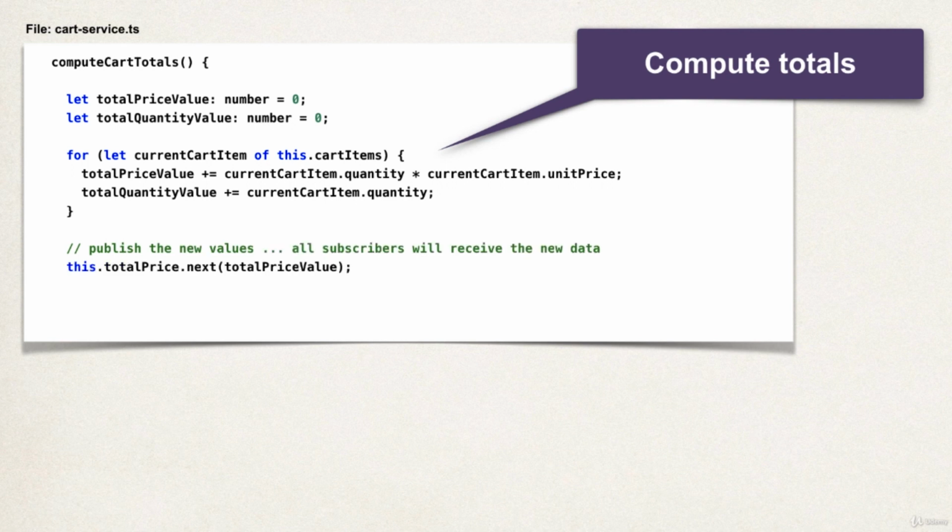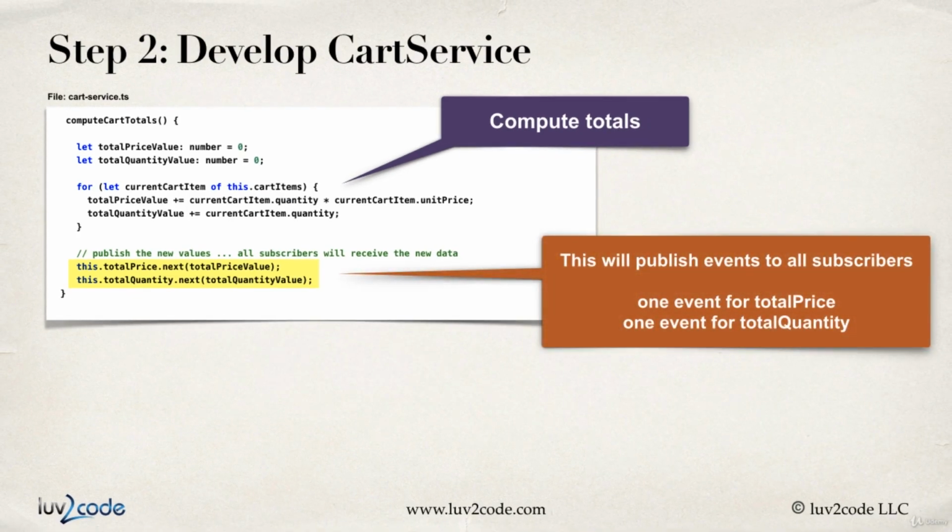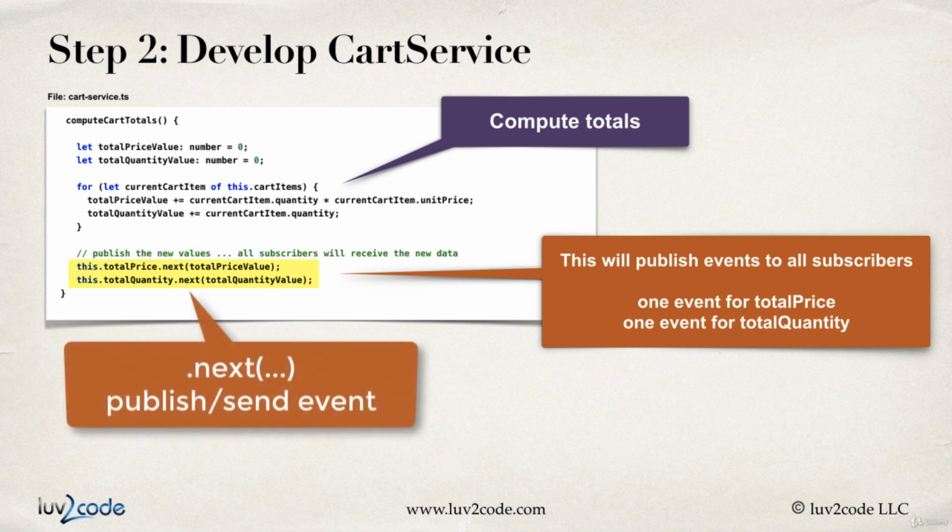Now the real work here is publishing the new value, so all subscribers will receive the new data. We would say this.total price.next and pass in total price value, then total quantity.next, total quantity value. Again, it publishes the events to all subscribers. It'll send one event for total price, one event for total quantity. The next method is the method that will actually generate, emit, or publish the event. Note that we call the next method twice, so we get two separate events.